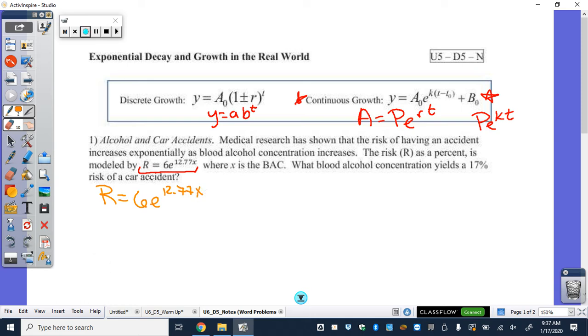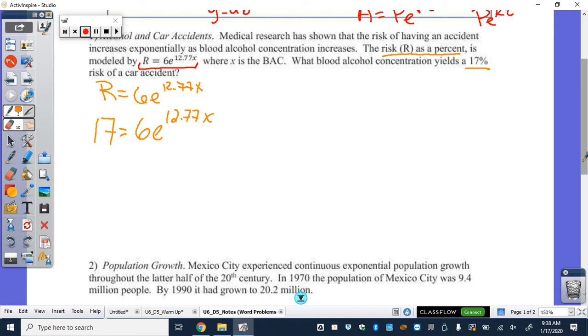A lot of times with these kinds of questions, they give you the formula to use. So you don't really need to worry too much about picking which one you're going to have to use. So they told us that R is the risk as a percent. So our R is 17%. But since they said it's the risk as a percent, we don't have to move the decimal over. We're just going to leave that one as 17. So what we're looking for in this problem is the x. We're trying to get that x value, which is the BAC.